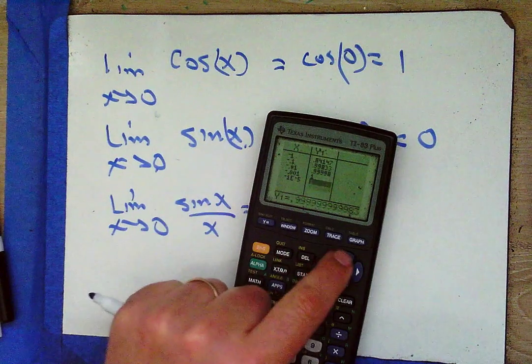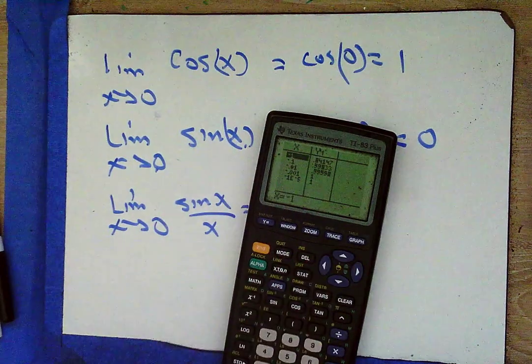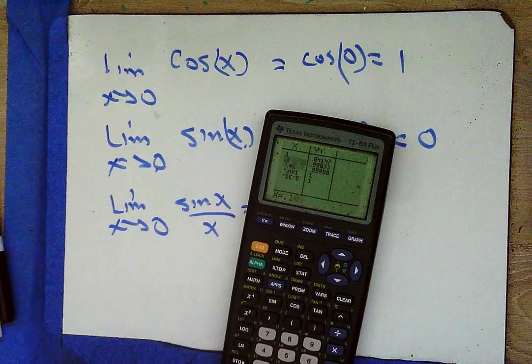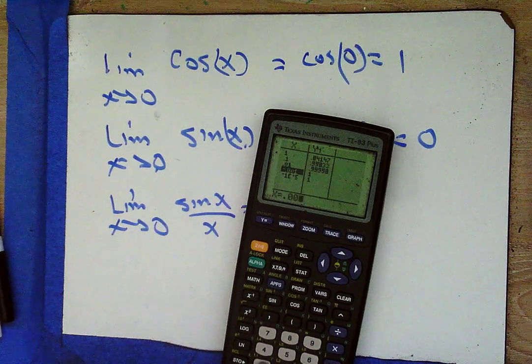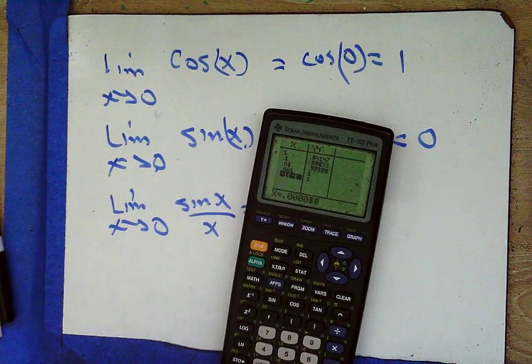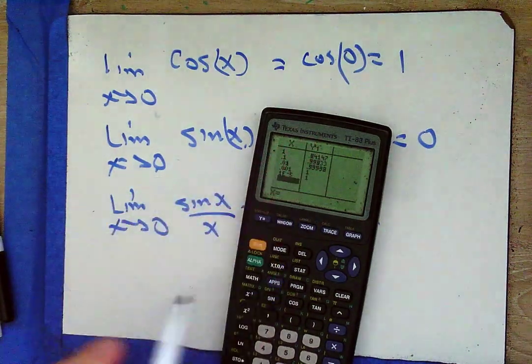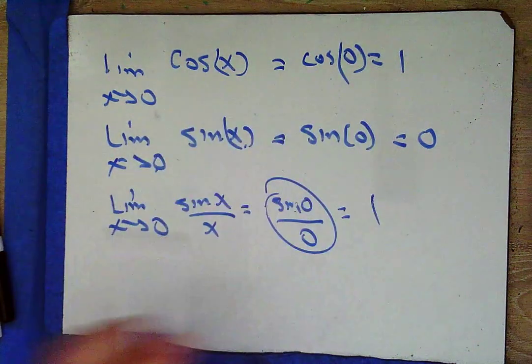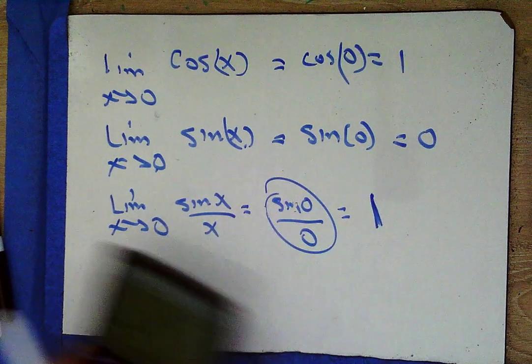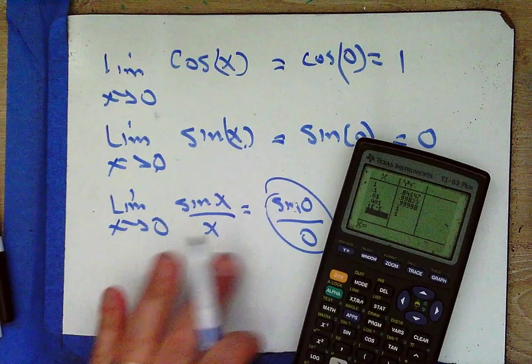What about from the positive side? 1, 0.1, 0.01, 0.001, 0.00001. What value am I approaching? Well, these y values are approaching 1. So I can know by looking at a table that this limit is equal to 1.